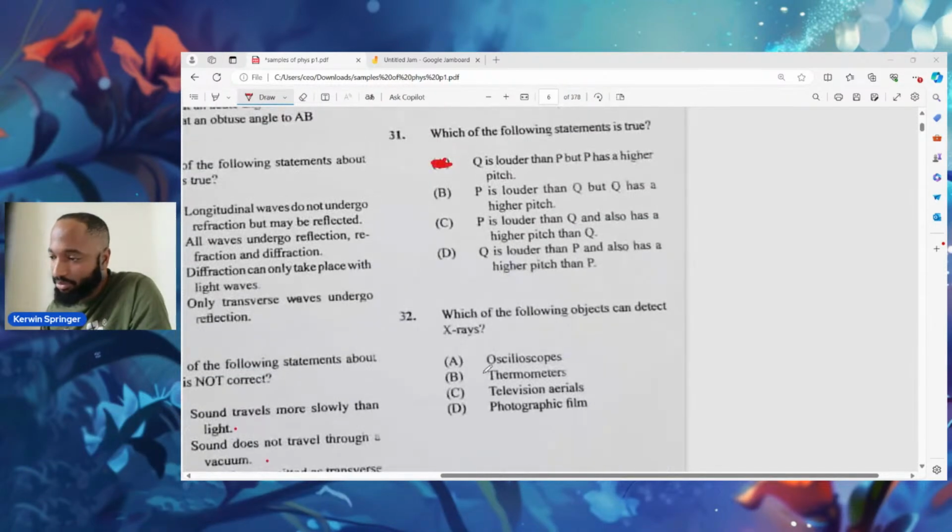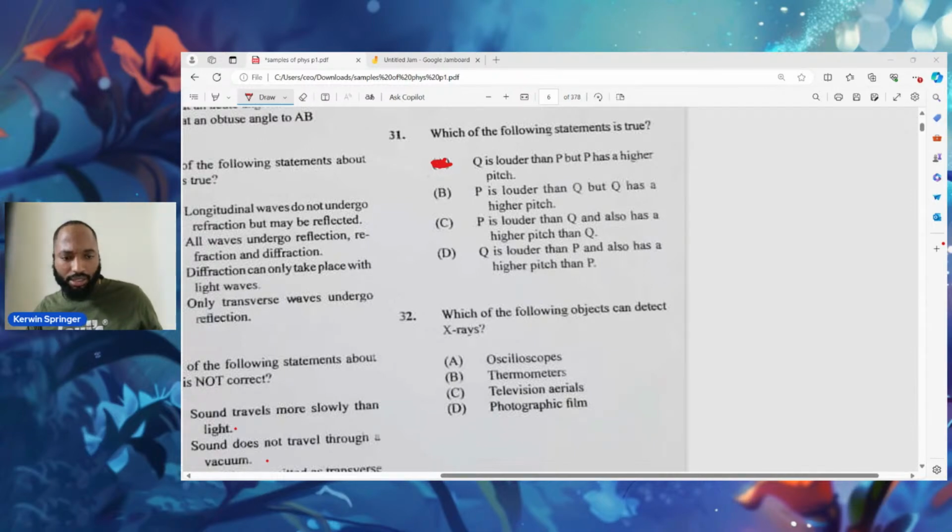Yeah, pitch is frequency. Which of the following objects can detect X-rays? Oscilloscopes, thermometers, television aerials, photographic film. I think photographic film is the one here. This one is a little new to me. I think it's photographic film.